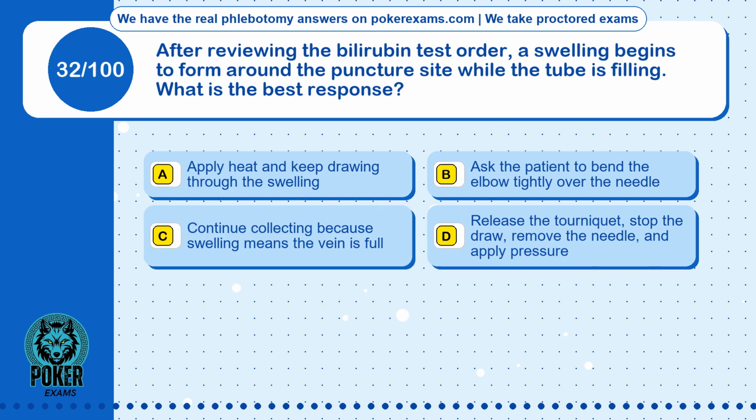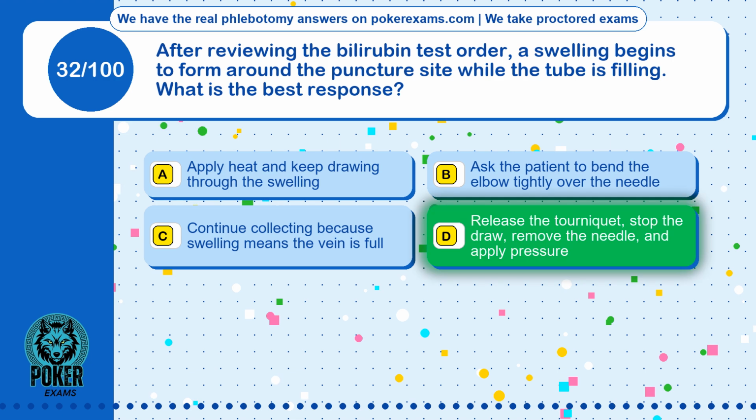Question 32. After reviewing the bilirubin test order, a swelling begins to form around the puncture site while the tube is filling. What is the best response? Option A. Apply heat and keep drawing through the swelling. Option B. Ask the patient to bend the elbow tightly over the needle. Option C. Continue collecting because swelling means the vein is full. Option D. Release the tourniquet, stop the draw, remove the needle, and apply pressure.